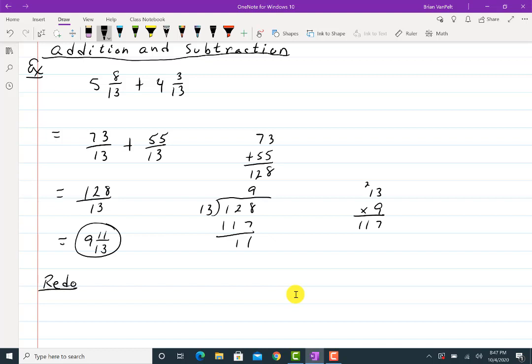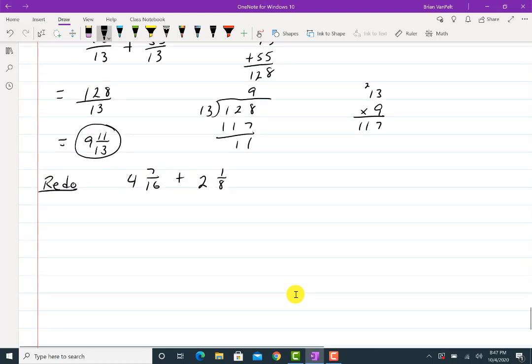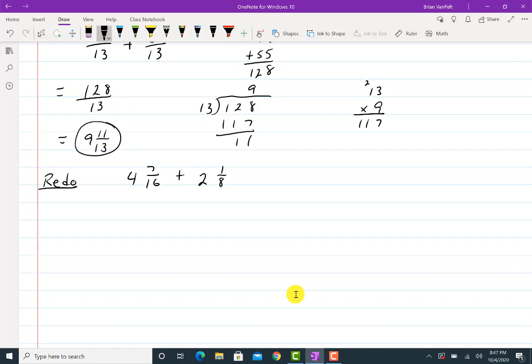If you wanted to, I've seen some people do 4 and 7/16 plus 2 and 1/8. This is the way I've seen students do it. They'll stack it like this, and then they'll have the 7/16 and they'll have the 1/8. Now they realize that adding over 16, having an 8 and 16 as a denominator, the LCD is 16.